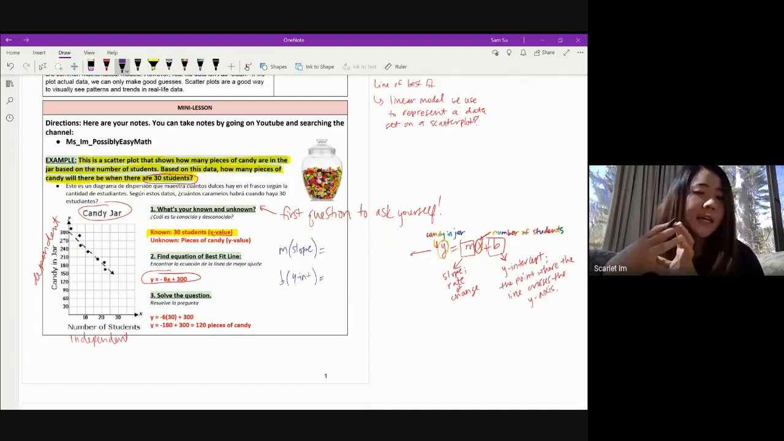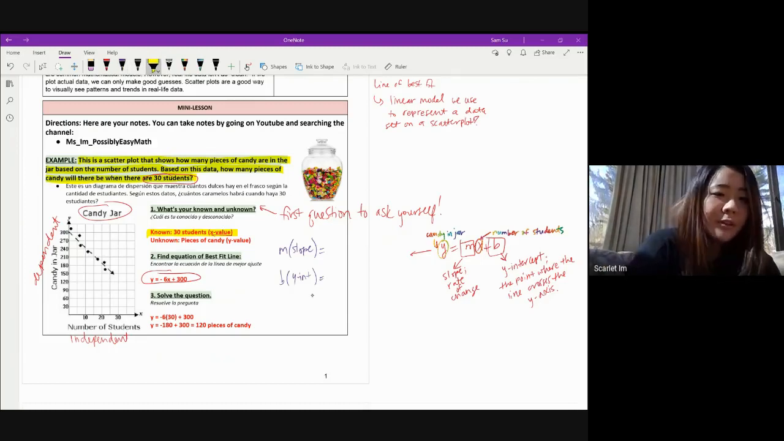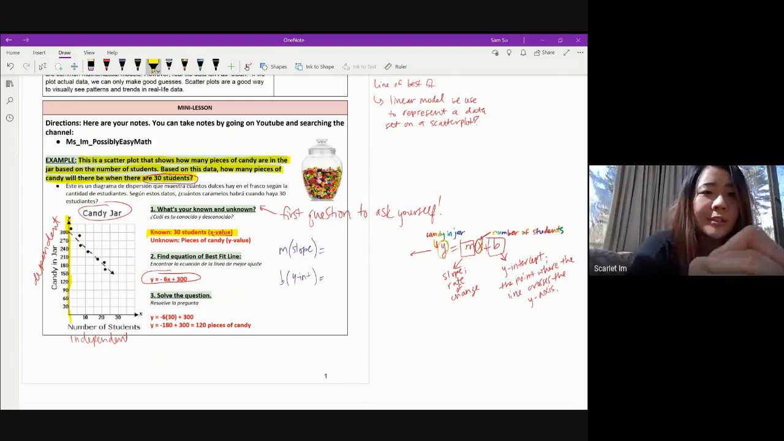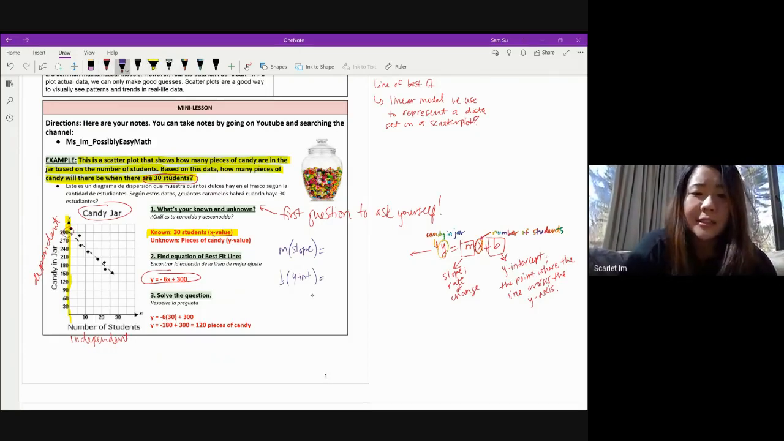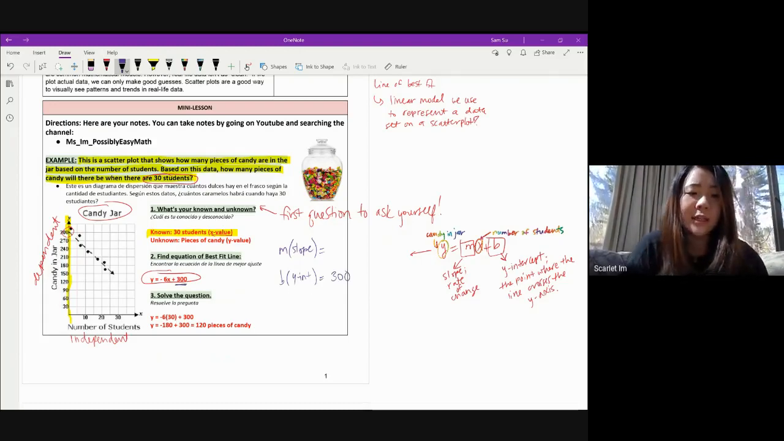The easiest way is actually finding the y-intercept first because that's super easy, right? Where does the line cross the y-axis? We know that the y-axis is here. So where does the line cross it? We notice that it crosses at 300. So our y-intercept is going to be 300, which is why we have plus 300 here.